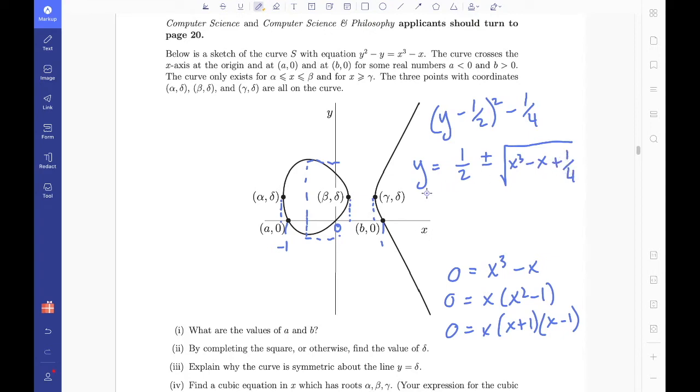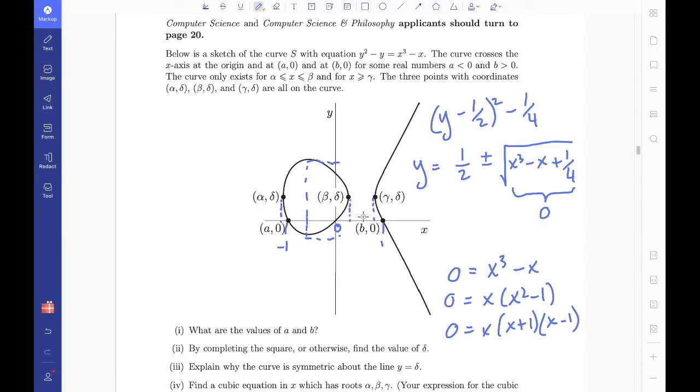Okay, so when y only has one solution, it means that this expression under the square root is equal to 0. We know that the solutions to this equation that give 0 are alpha, beta, and gamma. And at that point, y equals 1/2. So that's true. We know that delta is 1/2 because when this bit under here is 0, we only have one solution for y, and we only have one solution for y for a particular x at these delta points. Otherwise we have two or no solutions.